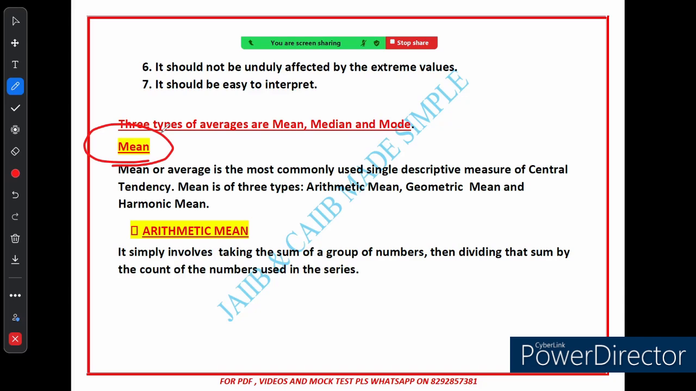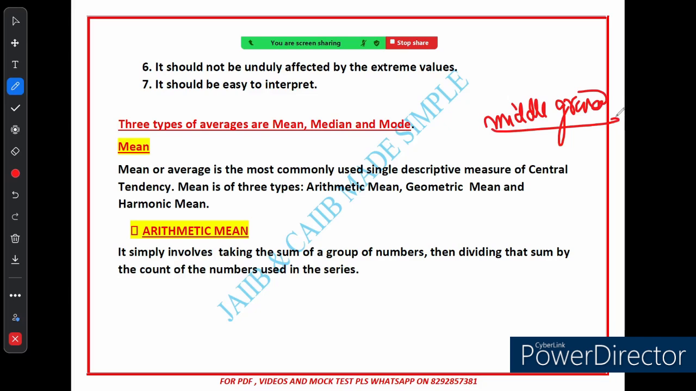So mean, or simply average, whatever we call it, is the most popular way to describe a bunch of numbers with just one number. You have a bunch of numbers and you want to describe them with a single number, and that is where mean comes into play. You can think of it like a middle ground that represents your entire data set.